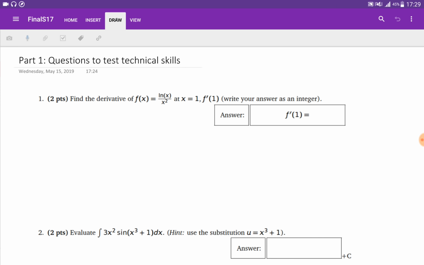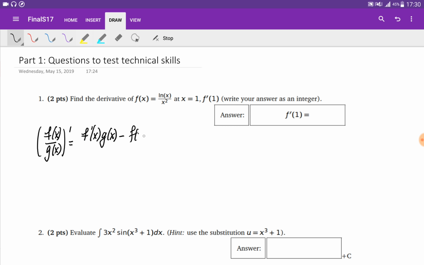So the first question, we're given a function. We need to find its derivative and evaluate its derivative at x equal to 1. In order to take a derivative, we're going to use the quotient rule. The quotient rule is given to take the derivative of a rational function. If you're given the ratio of two functions which depend on x, its derivative is going to be f prime of x multiplied by g of x minus f of x multiplied by g prime of x, divided by g squared of x.